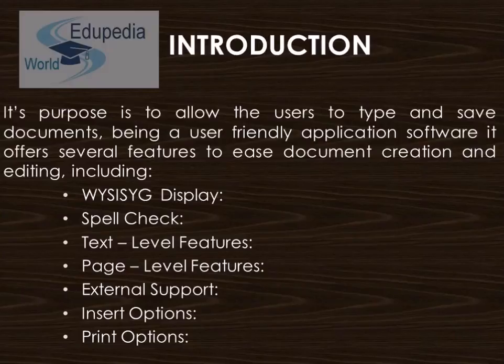So most of the time the Word autocorrects an obviously misspelled word or phrase. Then comes the text level features, which include bold, underline, italic, strike through. Then comes the page level features such as indentation, paragraphing and justification of the text. So all these features are just to make the text more readable, more beautiful in a very easier manner.